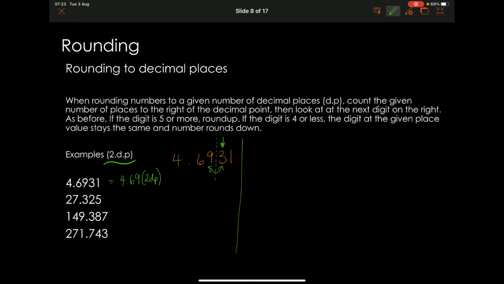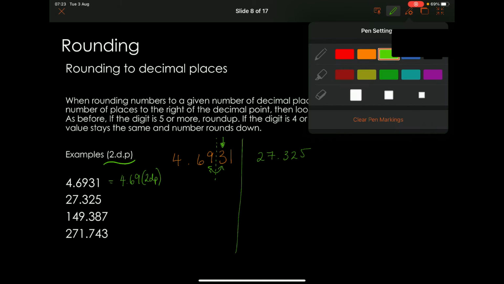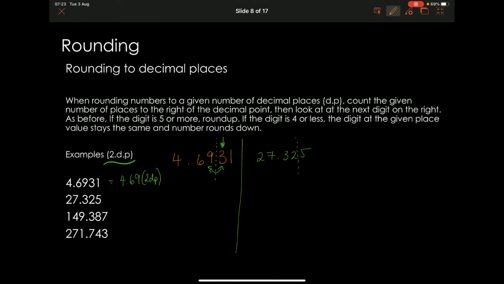All right. We've then got 27.325. Again, 2 numbers after the decimal point now. So you must count those 2 numbers after the decimal point, and it's the second one that we're going to either round or not. We look at the number on the right. Are we rounding it up or leaving it as it is? Well, we know that if it's 5 or above, we round up. So that 2 becomes a 3. So our answer becomes 27.33 to 2 decimal places.